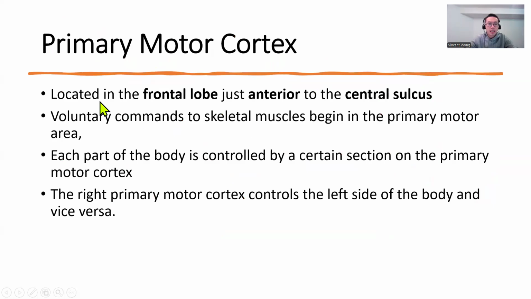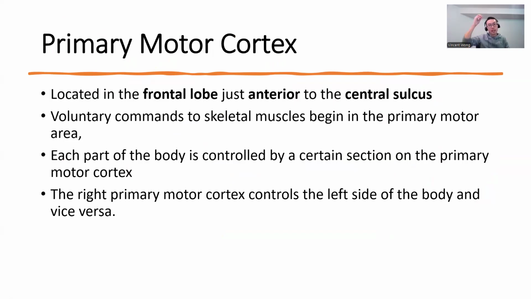Okay, so primary motor cortex is located in the frontal lobe, just in front of the central sulcus. Voluntary commands to skeletal muscle begin at this location. Anytime you move any body parts voluntarily, it has to come from that location.